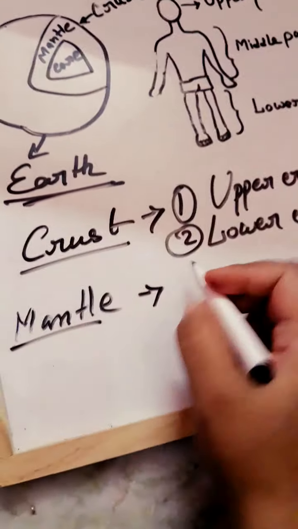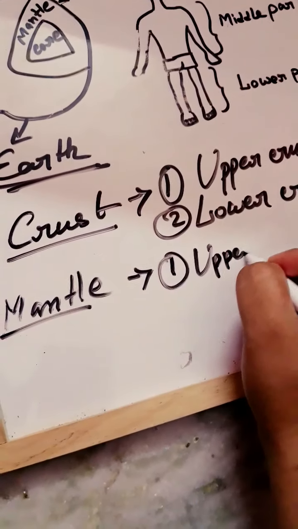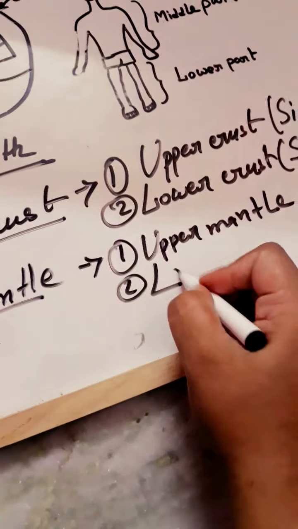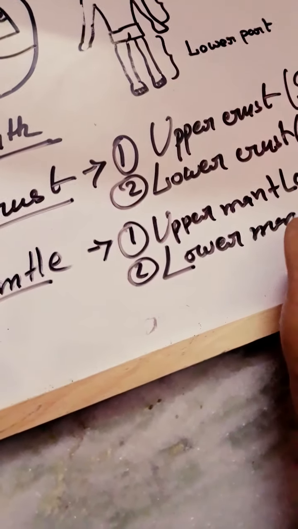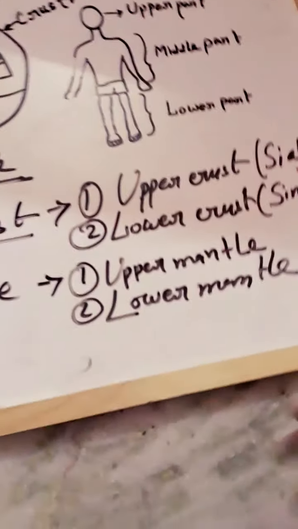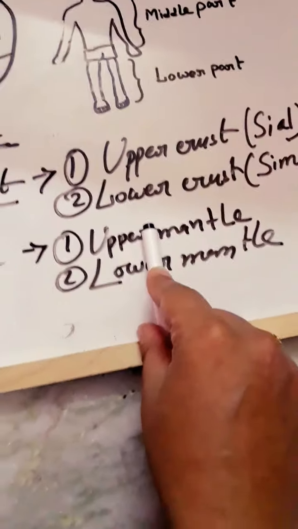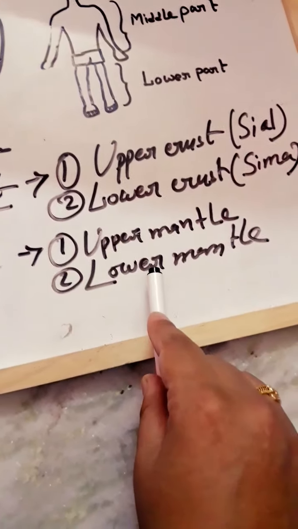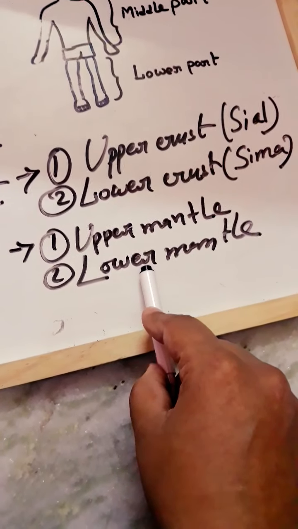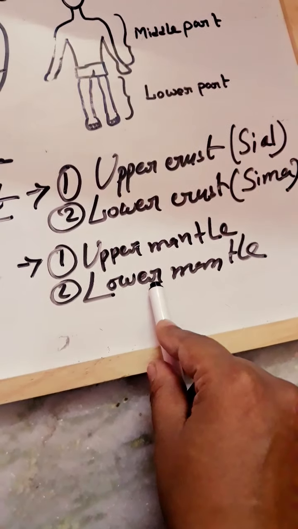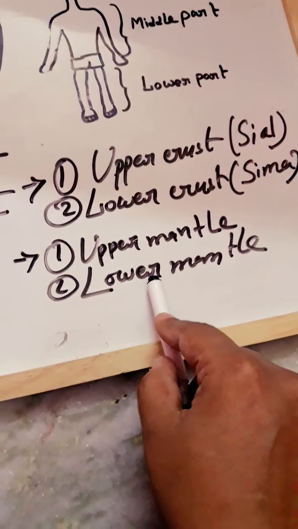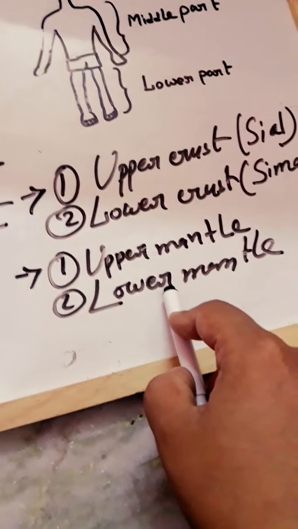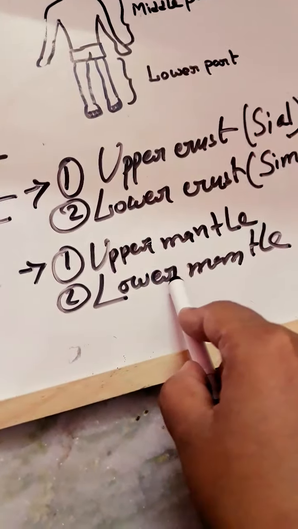Mantle is also divided into upper mantle and lower mantle. The upper mantle is a thin and stiff layer and it consists mainly of silica, iron and magnesium. But the lower mantle is a zone of mixed minerals such as iron, magnesium, aluminium and silicon. Okay, so in this layer we can find mixed minerals.